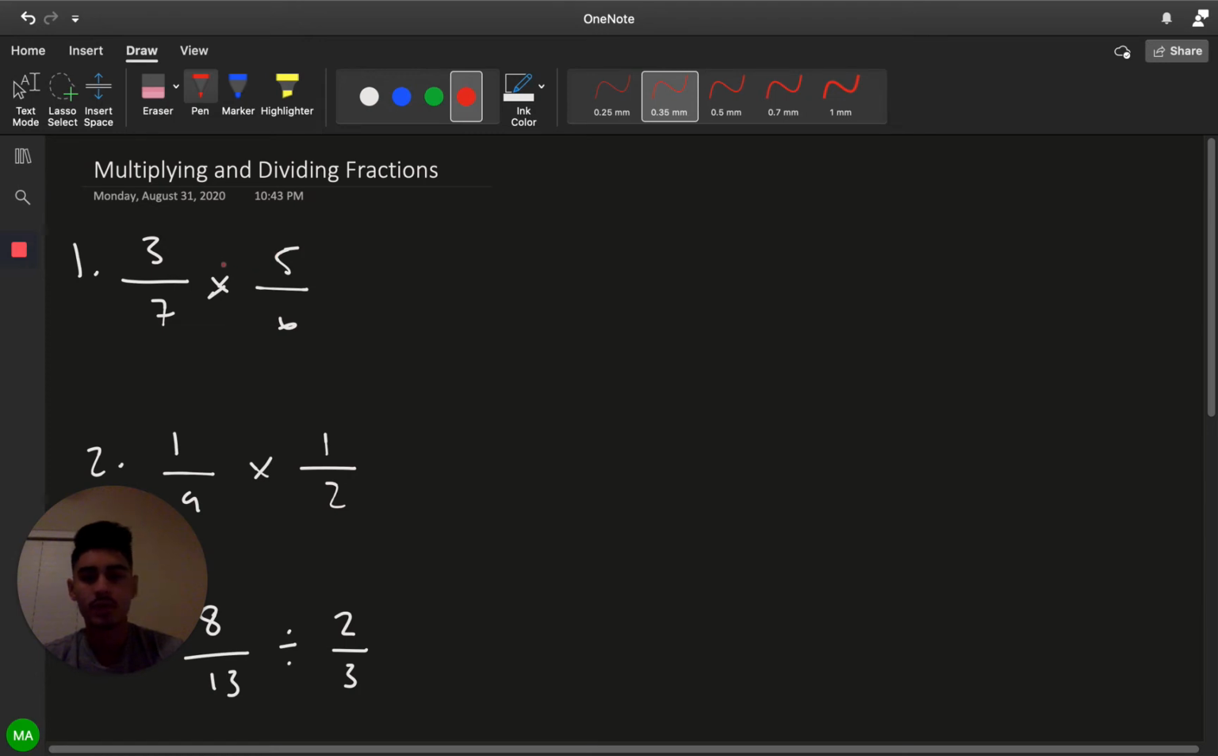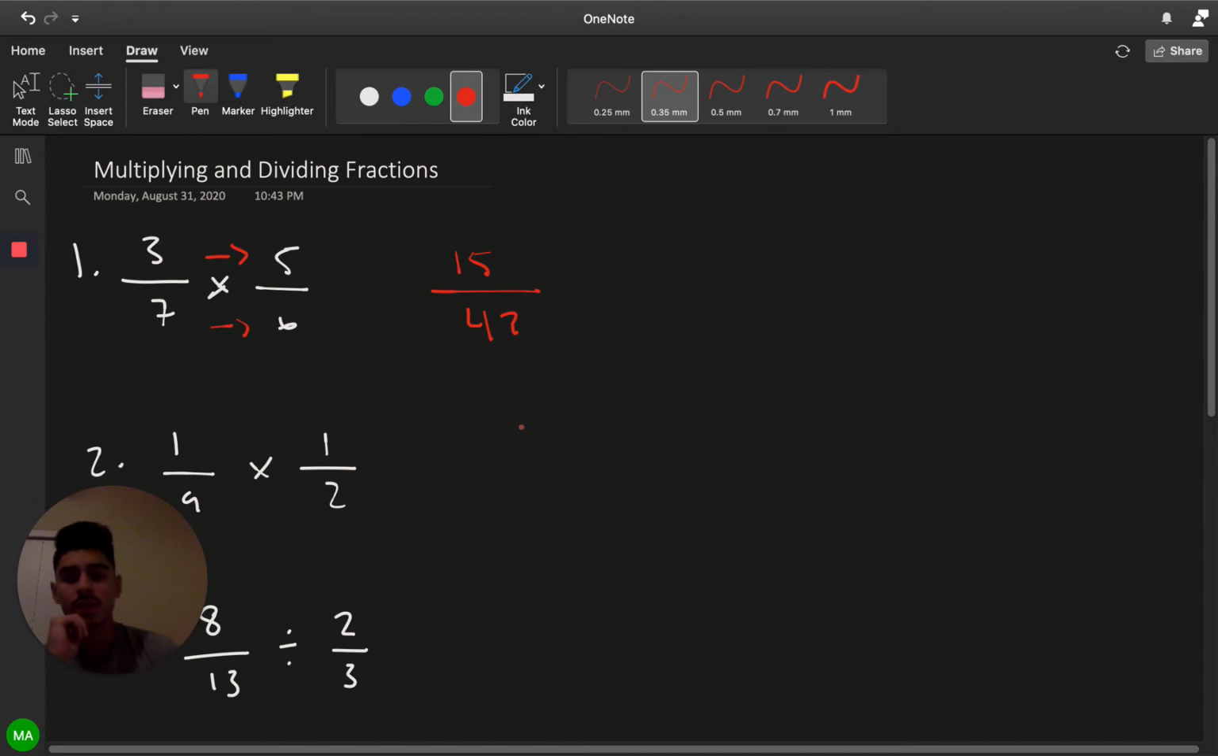So the first thing we want to do is multiply the numerators, which is the top, straight across. So we got 3 times 5, and that gives us 15. The next thing we want to do is multiply the bottom, and that's 6 times 7, and that's 42. So all we're going to do is multiply straight across and straight across. So we get 15 over 42.